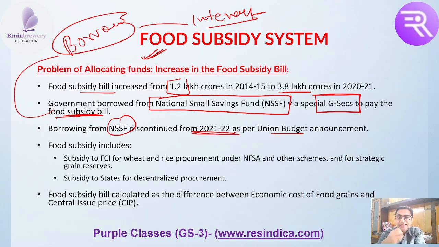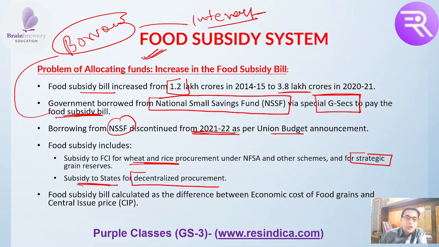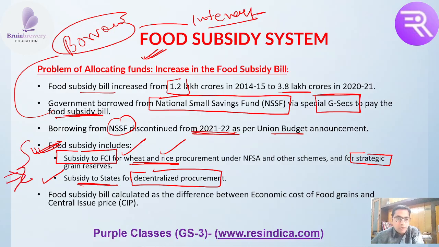So what exactly does the food subsidy include? Rice procurement, wheat procurement, and other schemes for the strategic grain reserve. So we are strategically reserving grain, especially wheat and rice. Then we are providing subsidy to the states for decentralized procurement. So this is the food subsidy. We are providing subsidy to FCI to buy wheat and rice, and then subsidizing the states for decentralized procurement. All this money has to be borne by the central government.